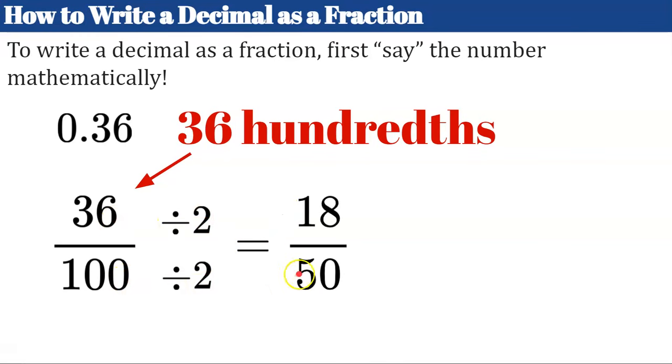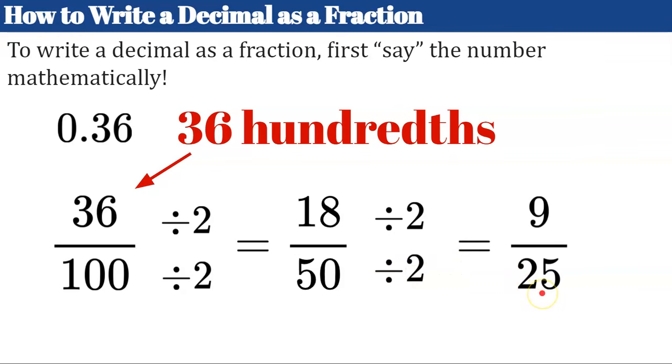100 divided by 2 is 50. Now, they're still both even. That means they're still both divisible by 2. 18 divided by 2 is 9, and 50 divided by 2 is 25. I got the same answer, I just did it in 2 steps. Sometimes I encourage my students to do it in smaller chunks like this because it's easier math in their heads. So 9/25 is our solution to 0.36 or 36 hundredths, decimal to fraction. They represent the same value.